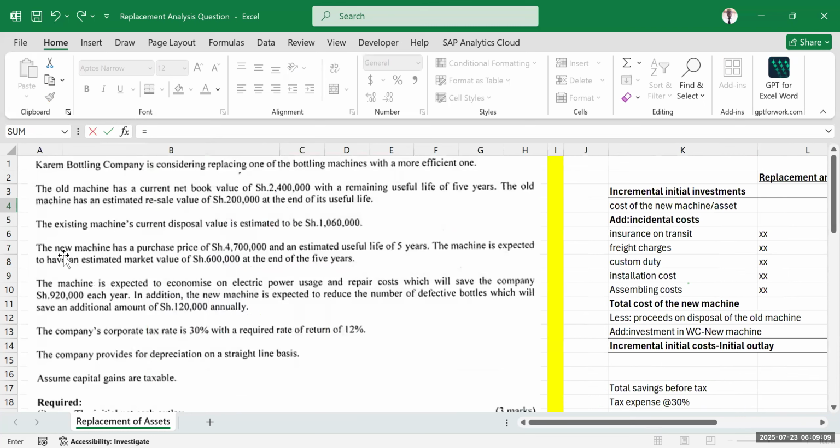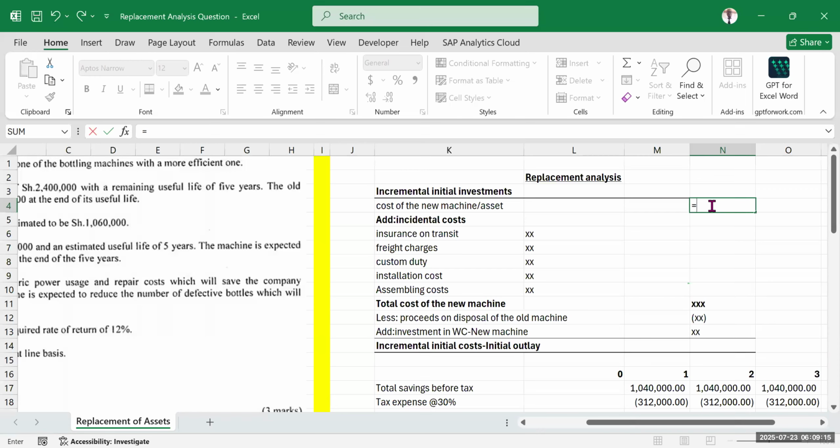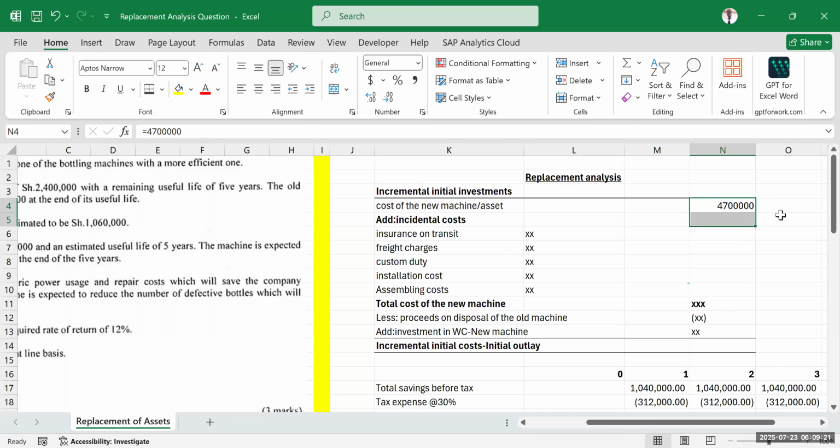So the initial investment or the purchase cost of the new machine, we were given here as how much? In this paragraph, the new machine has a purchase price of 4.7 million. That's what I want to bring, 4.7 million, like that. I want to remove this excess now because I believe you already know how we are treating them. I remove the decimal. So now 4.7 million.